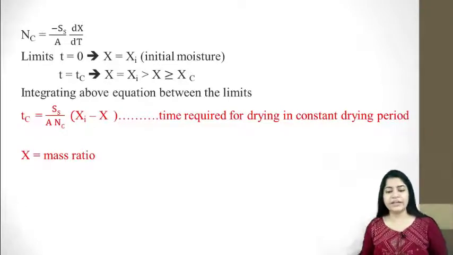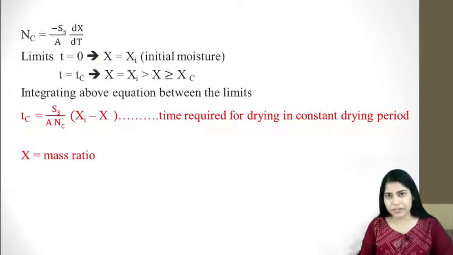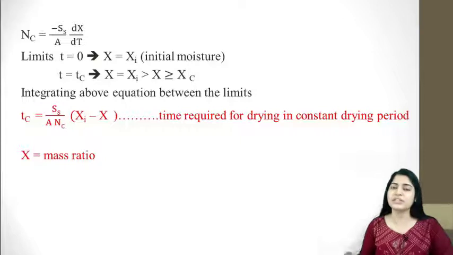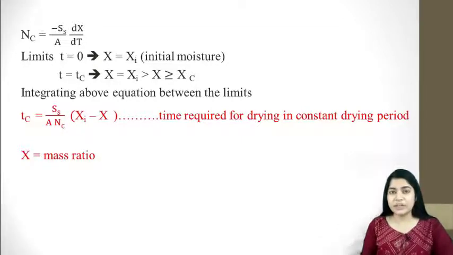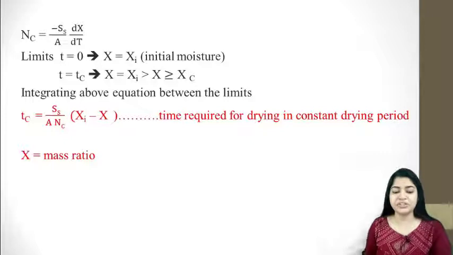So integrating it, you get the final equation for Tc. That is the time required to remove that much moisture in which period? In the constant rate period. So your Tc is SS upon A and C into Xi minus X. So what is X here? X is the amount of moisture you have to remove. It would be given in the exam, but your representation is in the form of mass ratio, A by B. It is not mole fraction. Keep in mind this is your mass ratio.